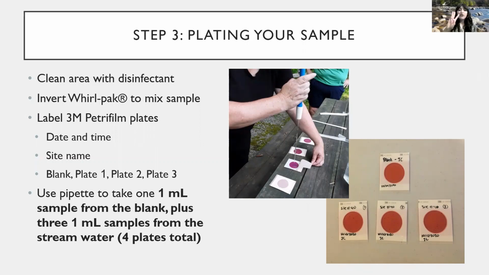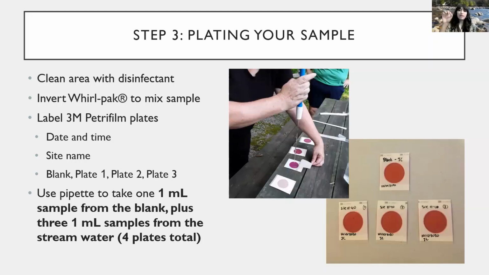You're going to have 3 plates for each sample plus your blank. You can see here in the photo, the top plate is labeled blank, and that's where you're going to plate the water from your blank bag. And then the 3 plates on the bottom are the 3 plates created from your one site bag. Hopefully that makes sense. You're going to label these plates with the date, the time that you're pipetting it, creating it, and the site name.